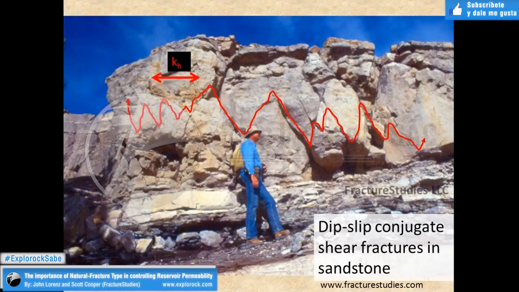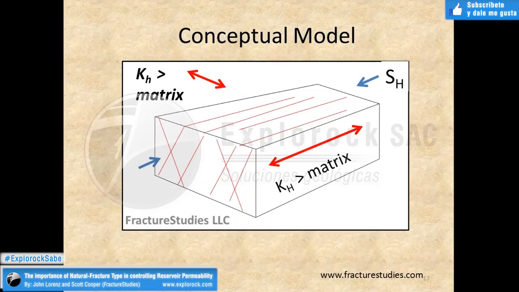In a block model, this is what that would look like. These normal displacement conjugate shears also strike parallel to the maximum horizontal compressive stress. The maximum permeability direction is parallel to the fracture trend, and it is greater than the matrix. But since we have that interconnected fracture system, we have better permeability normal or across that fracture trend, and it is greater than the matrix as well.